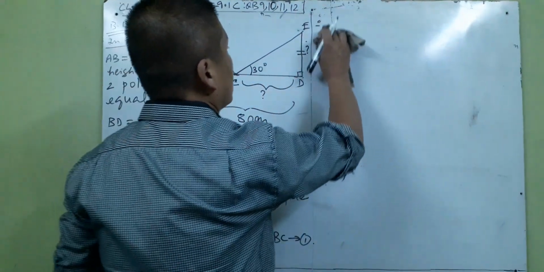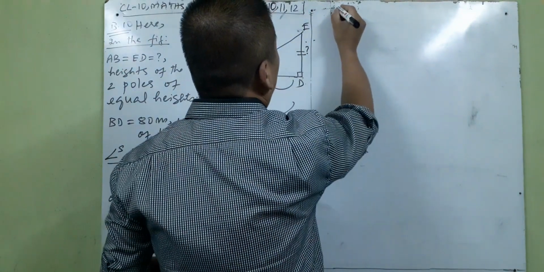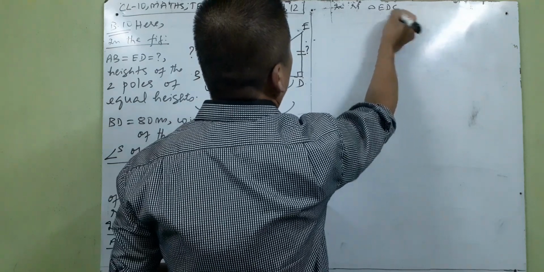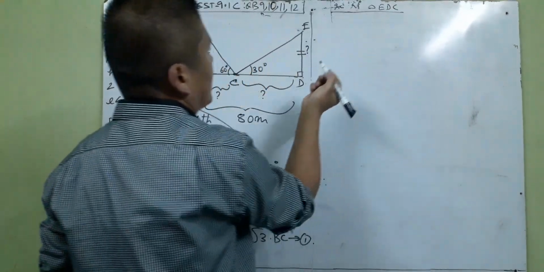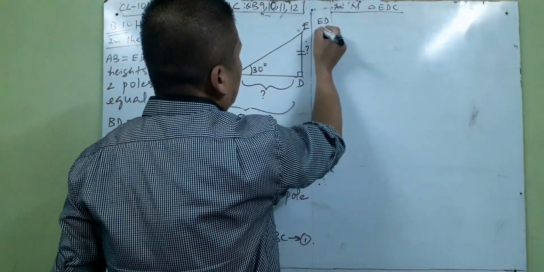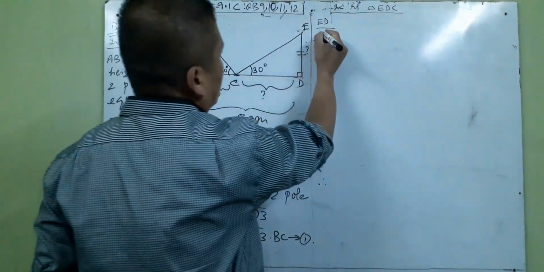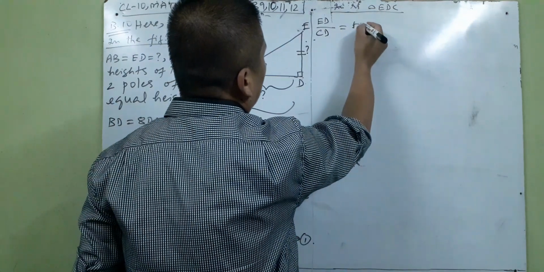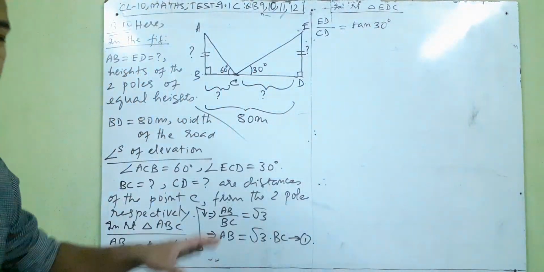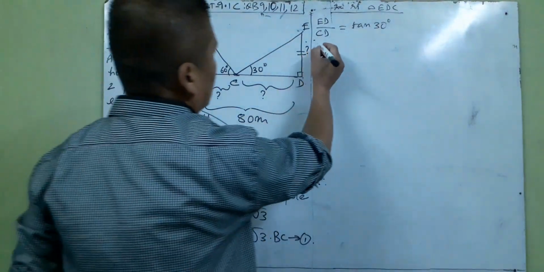Okay, the other right triangle is, let's write down, in right triangle EDC or DEC, whatever you like, in right triangle EDC. Like we've done just now, let us put ED by CD equal to, again, opposite by adjacent, so tan 30 degrees this time.